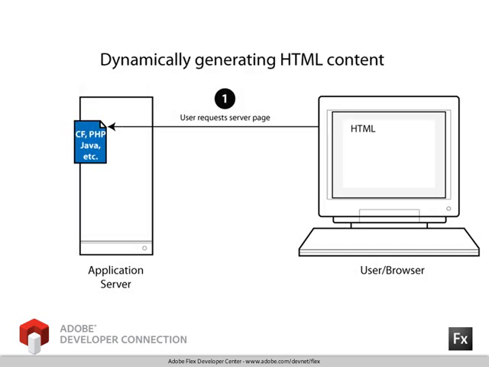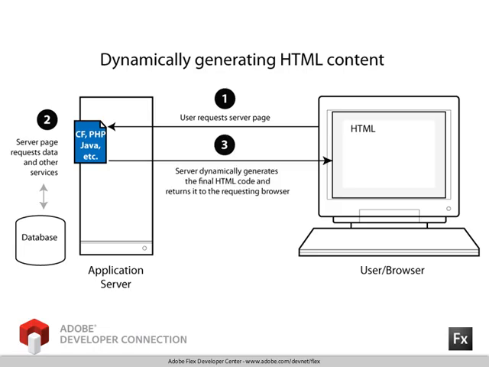Let's start by reviewing how a typical server-side technology generates HTML for an end user to view in a browser. When the user requests the server page, the web server locates the file and passes it to the application server for processing. The business logic in the code can access system resources like database, mail server, and file system. The server page uses the requested data and services to generate the HTML dynamic display and return it to the browser for rendering.